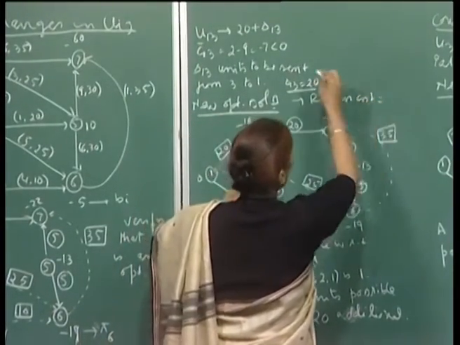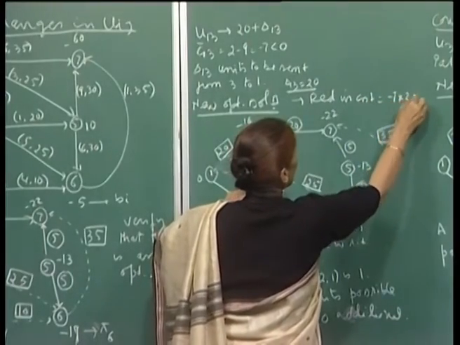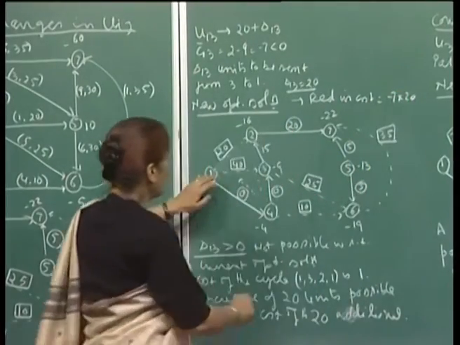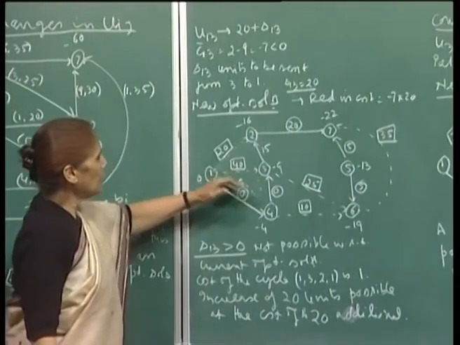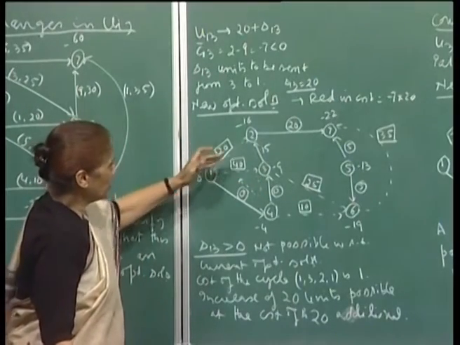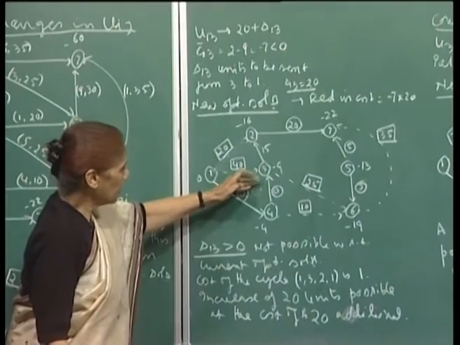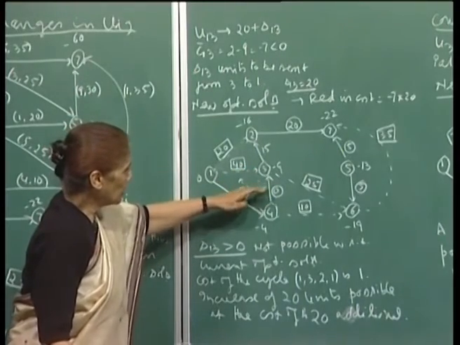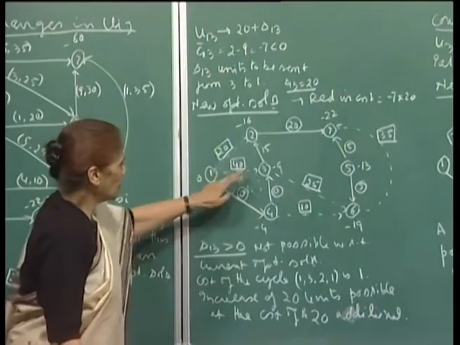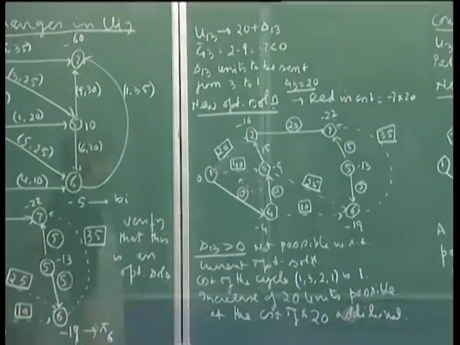is equal to minus 7 into 20, you see. So, because I have increased capacity available here, I could send 20 more units on the arc 1 3 and divert the flow on the arc 4 3 and 1 4 to the arc 1 3. So, this is the idea, right.